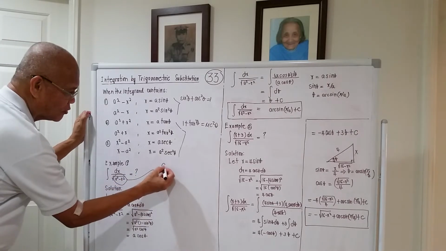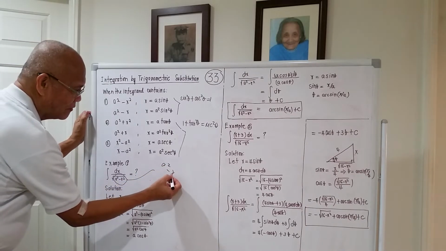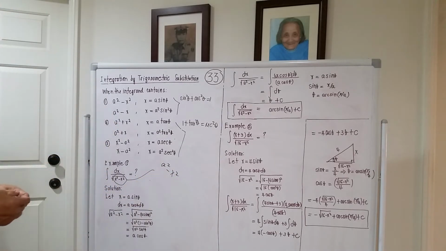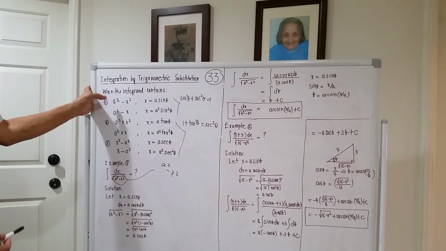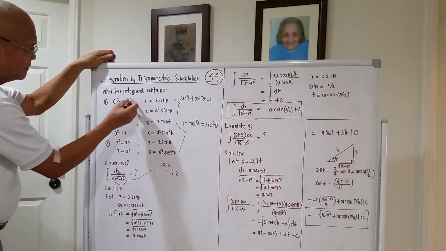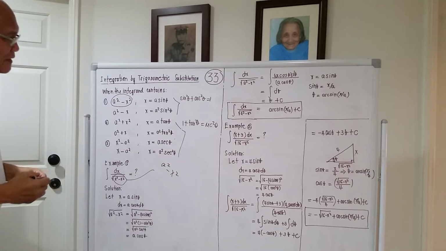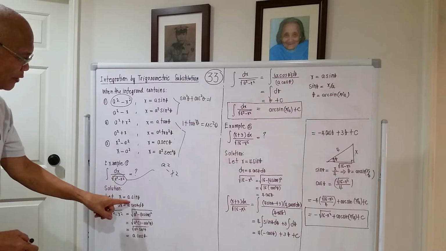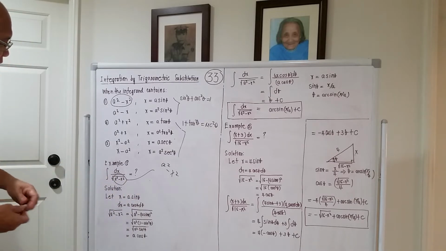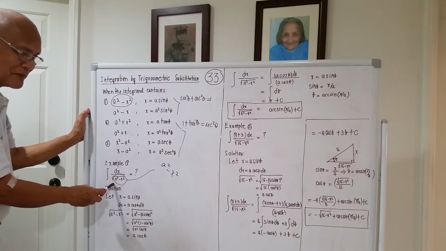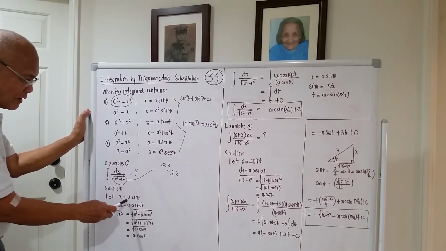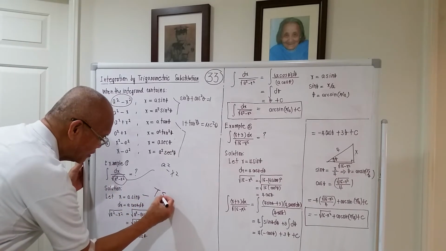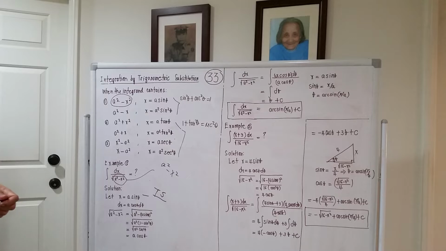The one inside is of the form a square minus x square. Out of the 6 formulas, it falls under this, right? So we will let x equal to a sine of theta. Luckily, the constant inside is a. So we will let x equal to a sine of theta. This is actually our trigonometric substitution, TS.